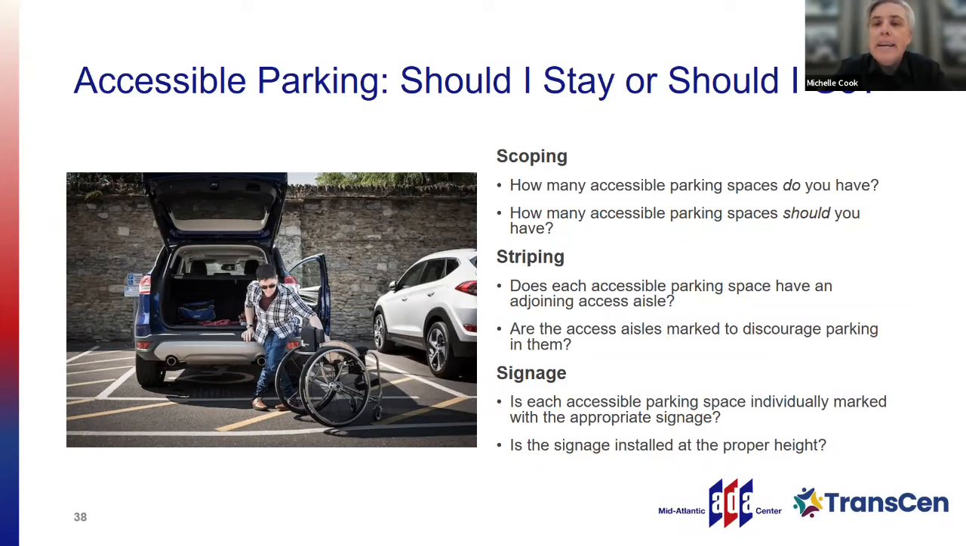So there's the three S's of accessible parking: scoping, striping, and signage. And I've got a couple of questions listed on the slide here for looking at those features of your accessible parking. First, under scoping is how many accessible parking spaces do you have versus how many accessible parking spaces should you have? And is there a possibility of increasing the number of spaces that you're providing? There's also specific provisions in the design standards for how many standard vehicle accessible parking spaces and van accessible parking spaces you're required to have.